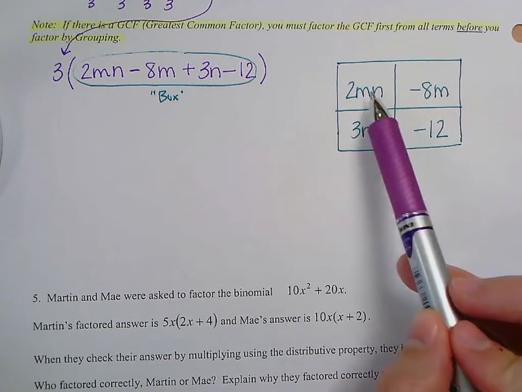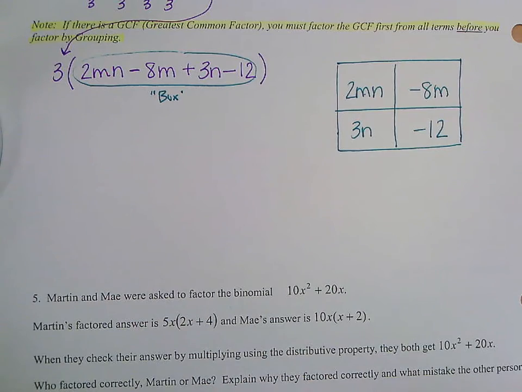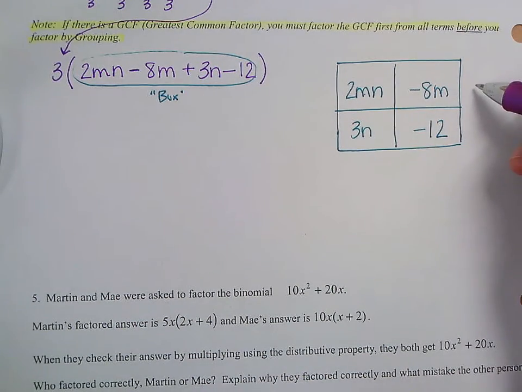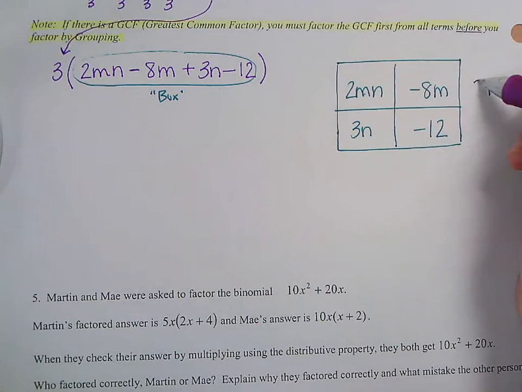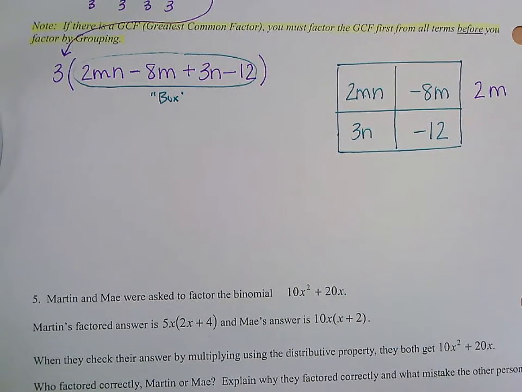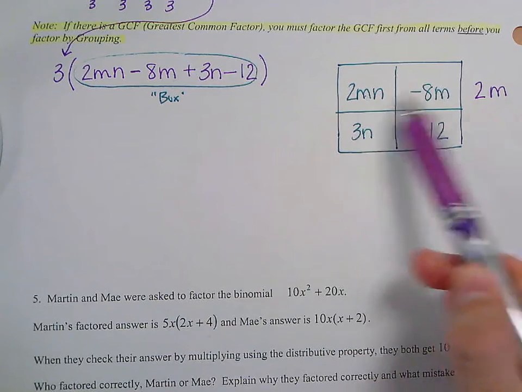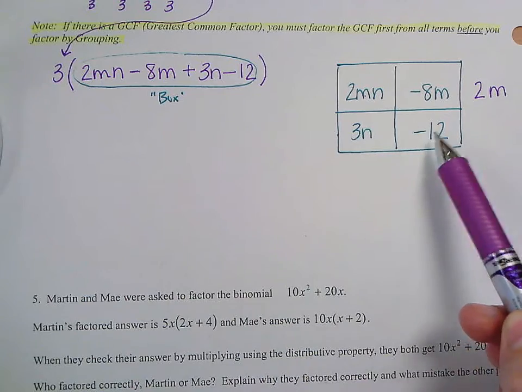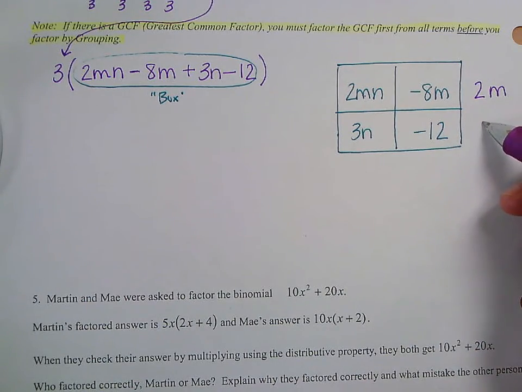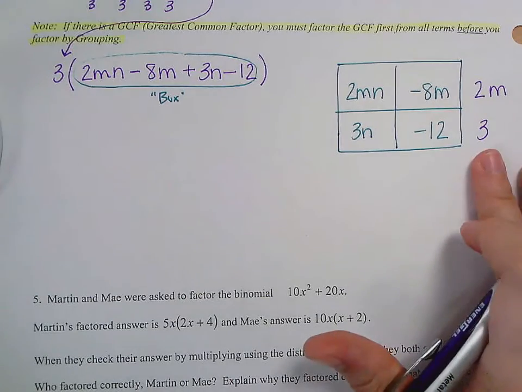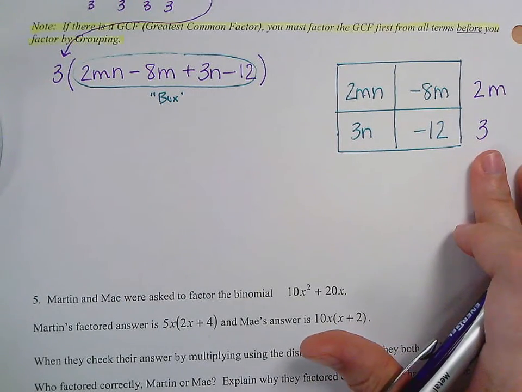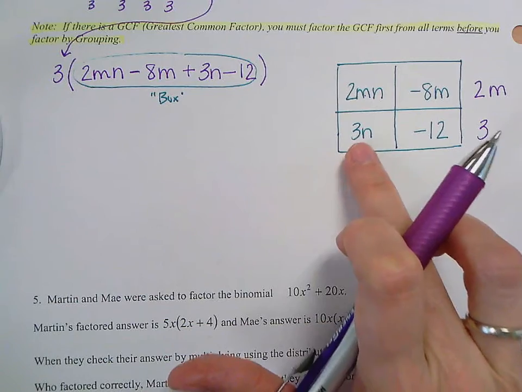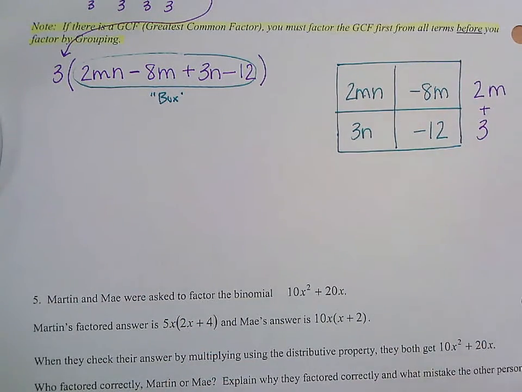So go across the first row, 2mn, negative 8m. What would I take out? What's their GCF? They have an m. Anything else? They have a 2. Okay, first one is positive, so it stays positive 2m. In the second row, 3n and a negative 12. 3. Do I keep it positive 3 or change it to negative 3? Keep it positive. The first term in the row is positive. So it's 2m plus 3.